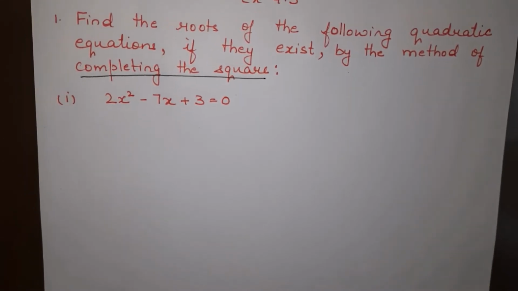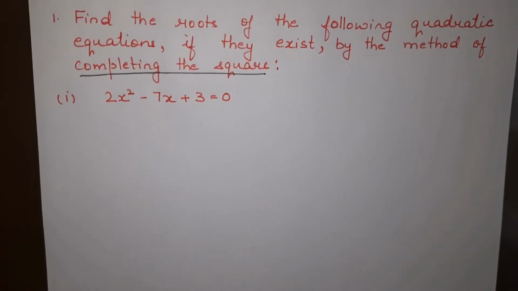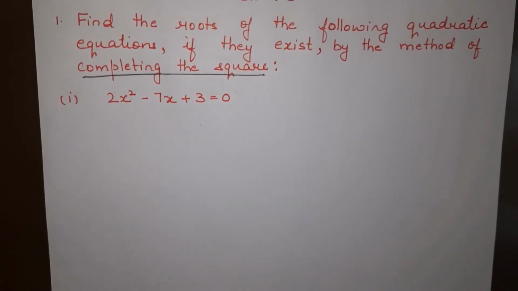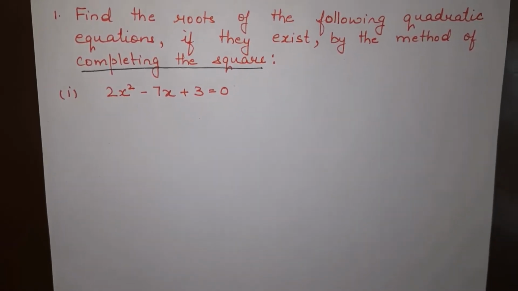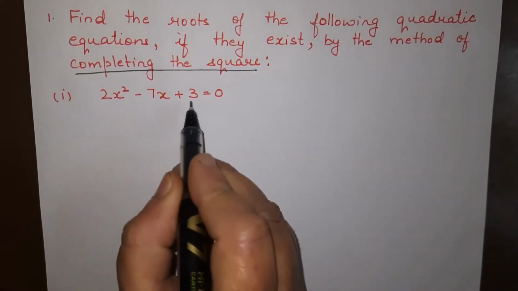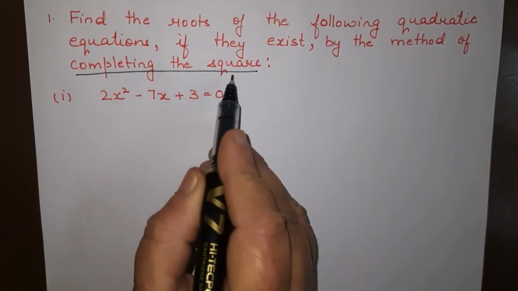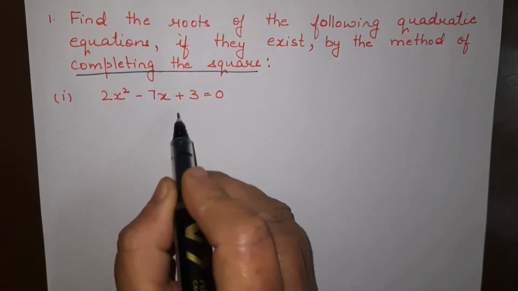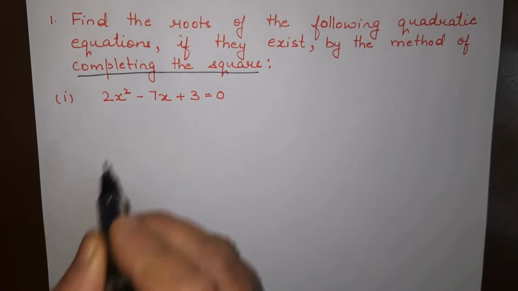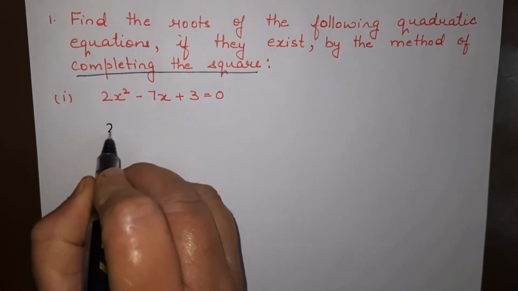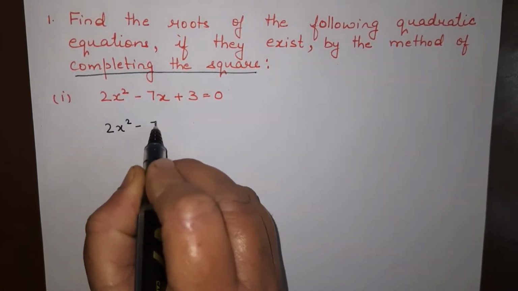If you remember, in exercise 4.2 we learned the factorization method, that is, splitting the middle term. So we will solve this quadratic equation by the method of completing the square. Now this method has particular steps. So we will start by writing the equation. This is the given quadratic equation.